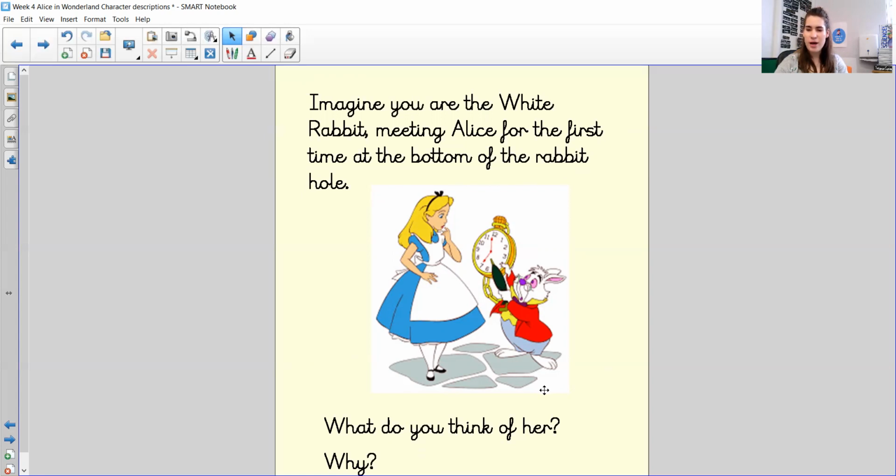Okay, so just bear that in mind when you're thinking about the White Rabbit, because we are going to be writing from the White Rabbit's perspective, seeing Alice for that first time. Bear in mind that to see a little girl down in Wonderland might be quite strange for the White Rabbit. It's quite a new experience.